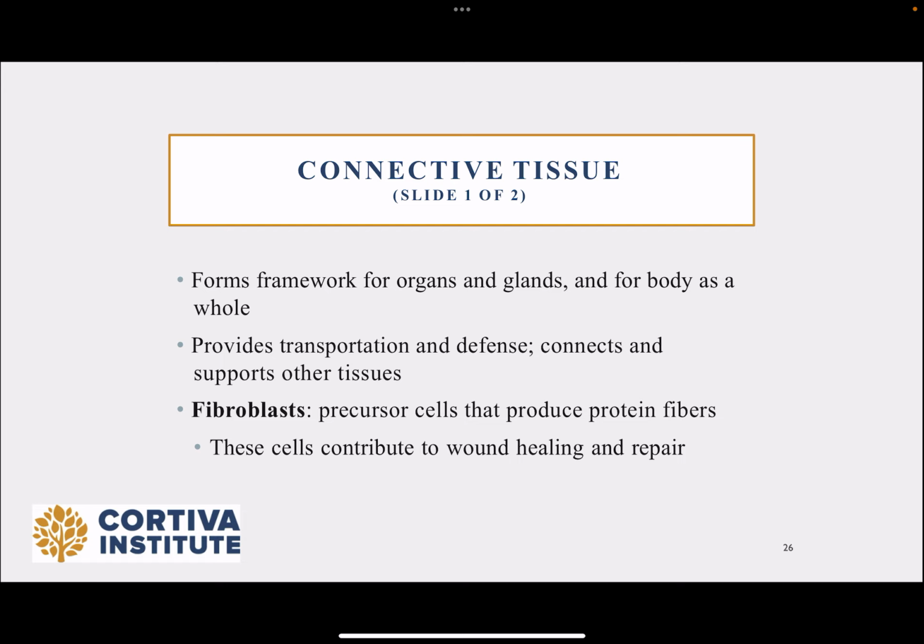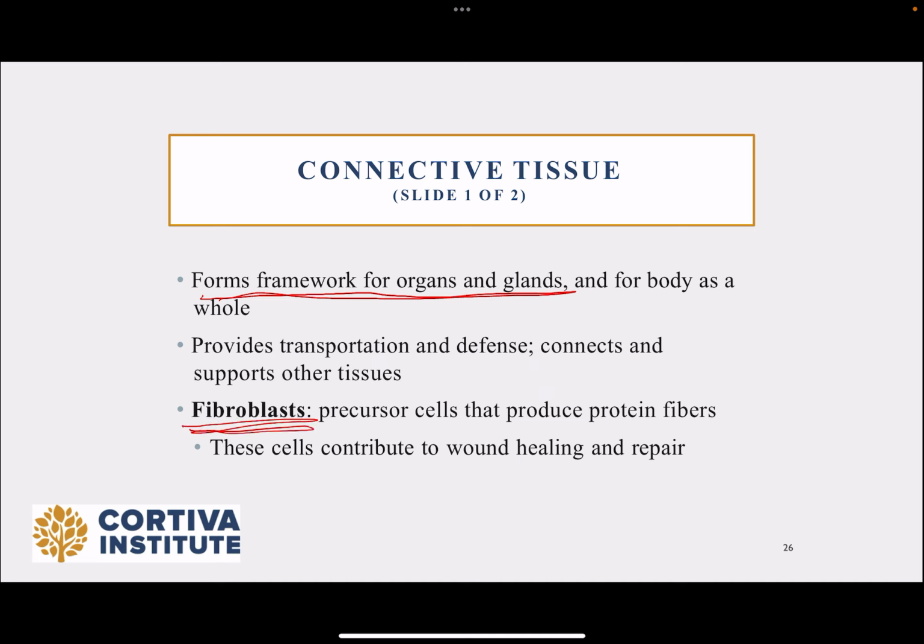Connective tissue. This is going to provide the framework for our organs, right? So it's going to keep things together. It's going to connect together. I'm the connective tissue of my family. I keep it together. I make sure everyone's okay, right? And it's going to form the framework for the organs and the glands, as well as the body as a whole. They're going to help us do things, like for instance, it's going to provide transportation and defense. It's going to protect us, connect, and support other tissues.